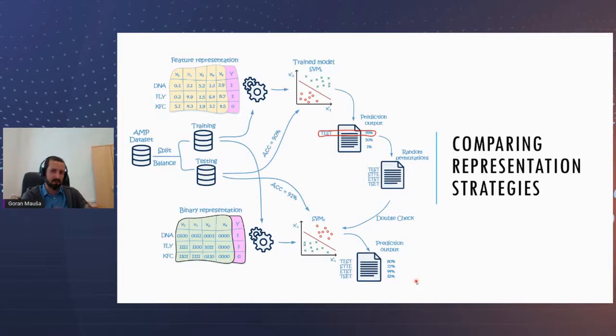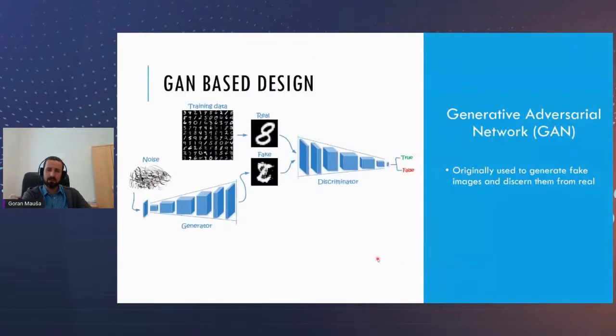Although we got 90% accuracy, that doesn't mean that we already have very good models. Another thing that we are doing is the usage of generative adversarial networks, or GAN for short.